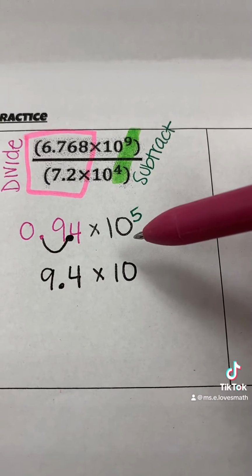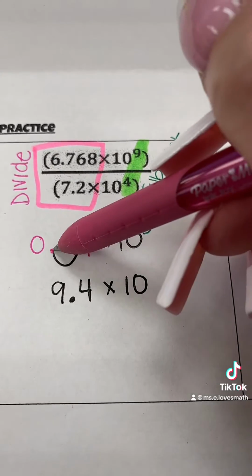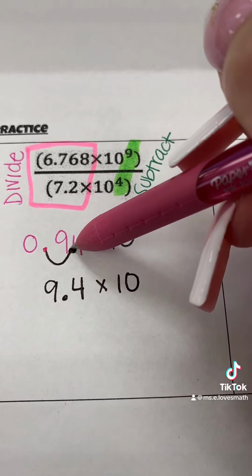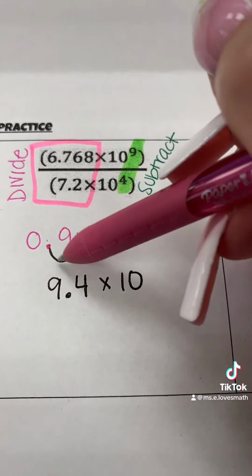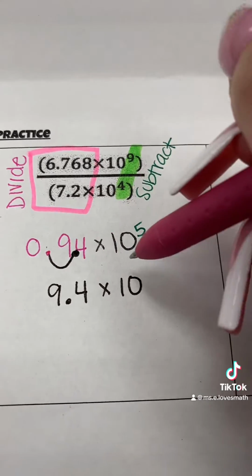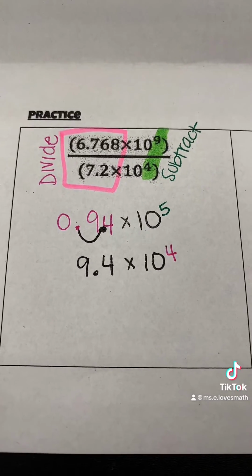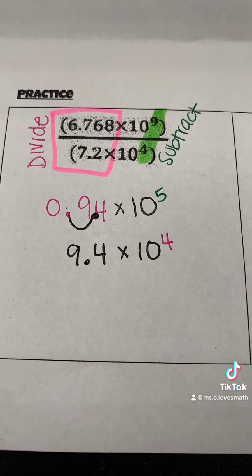So we were coming in counting 1, 2, 3, 4, 5, but we went too far, so we need to back it up a little bit. So 1, 2, 3, 4, 5. If we go back, that should be a 4. So our final answer in scientific notation is 9.4 times 10 to the 4th power.